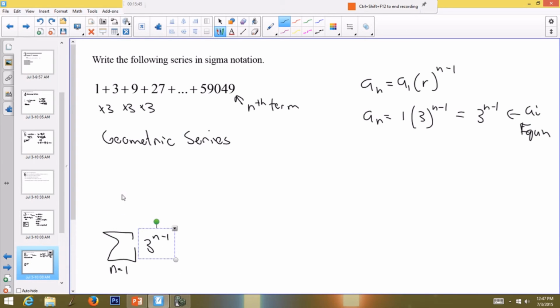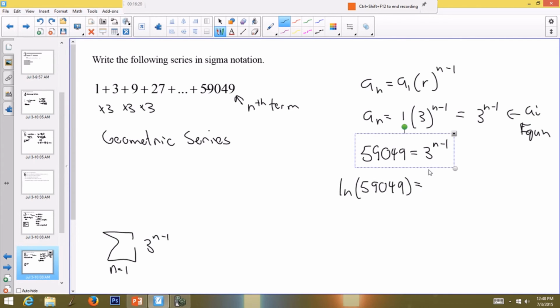Now I've got to figure out what my upper bound is. Well, I can do that. I can plug in this expression. So I have 59049 equals 3 to the n minus 1. And I've got to figure out what that is. Well, I am solving for a variable that is an exponent. And whenever you do that, you're going to use logarithms. So I'm going to take the ln of both sides. I suppose you could go multiply by 3 until you get there, but that might take a little longer.